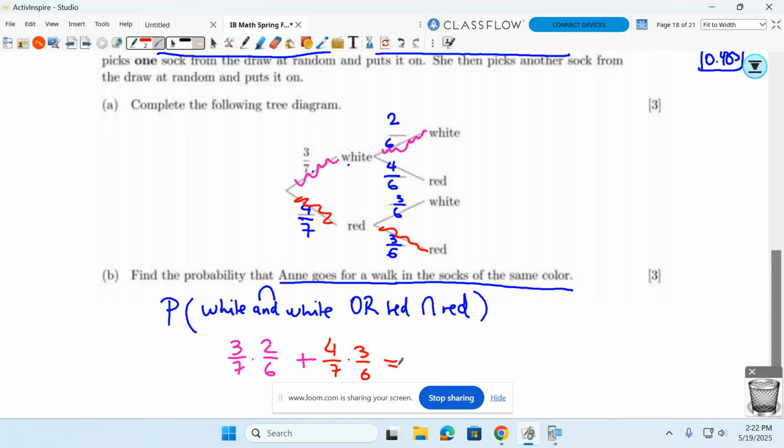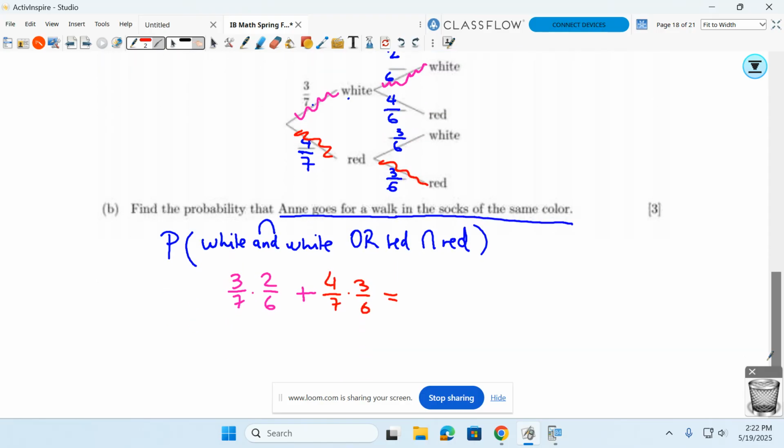So multiply straight across for the first one. We have 6 out of 42 plus 12 out of 42. So that's 18 out of 42. You can simplify that. It turns out to be 3/7.